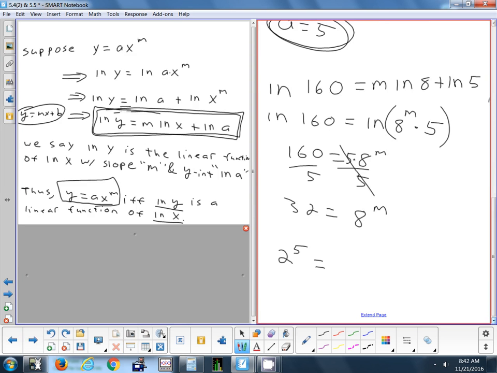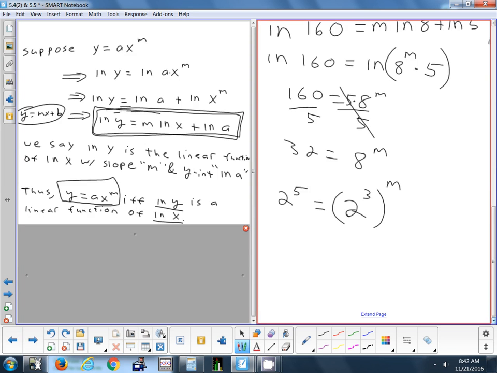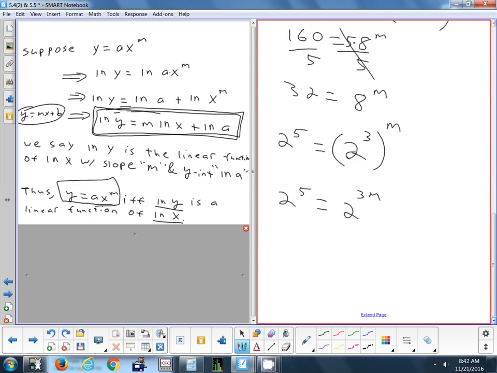I can write 32 as 2 to the 5th. And I can write 8 as what? 2 to the 3rd, right, it would be 2 to the 3rd to the m. So what would that be? 2 to the 3rd to the m. Two to the what? Yep. So now we've got 2 to the 5th equals 2 to the 3m. So the bases match. What else has to match? Yeah, 5 has to equal the 3m. Divide by 3, divide by 3, and there's your m.